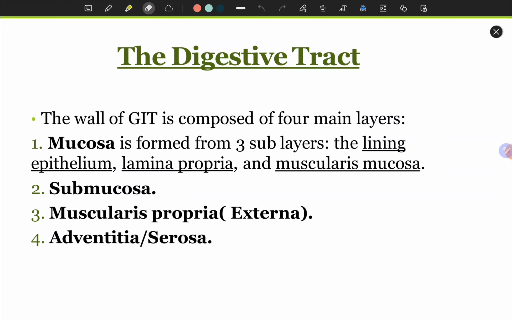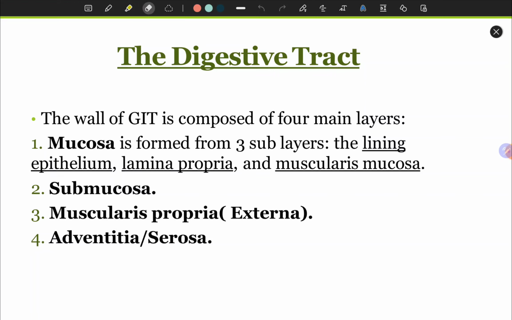As we know, it is again a tube-like structure. It starts from the mouth and ends in the anus anatomically. So it has different parts, and it is a long tract. It has an inner body surface, and this inner body surface is lined by a special type of epithelium that you will mention.